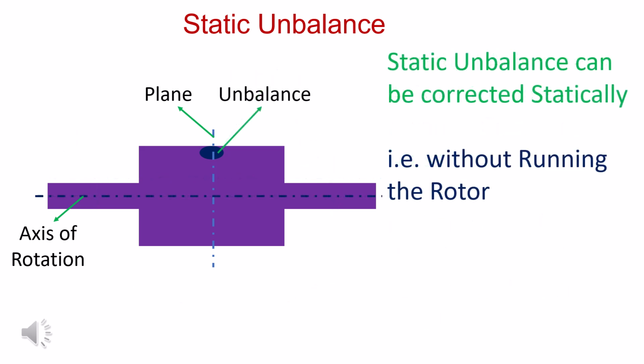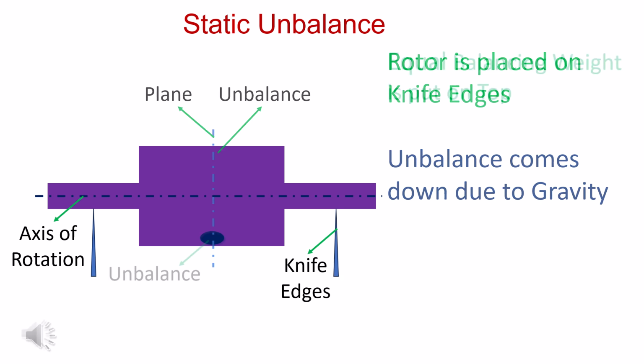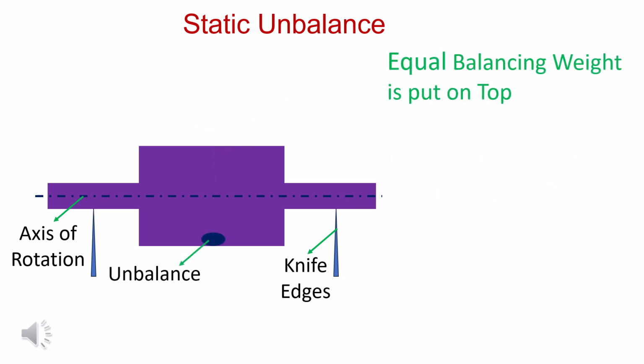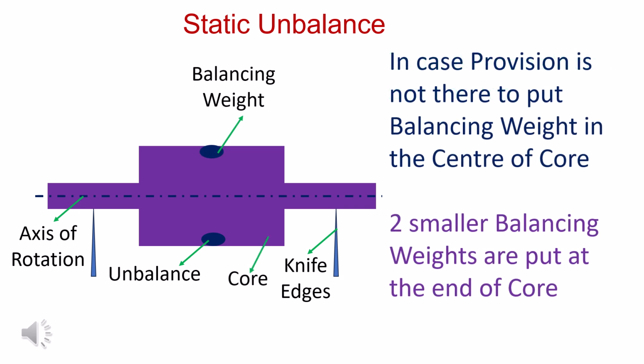Static unbalance can be corrected statically, that is, without running the rotor. Rotor is placed on knife edges. Unbalance comes down due to gravity. Balancing weight is put opposite to unbalance. In case provision is not there to put balancing weight in the center of core, two smaller balancing weights are put at the end of the core.